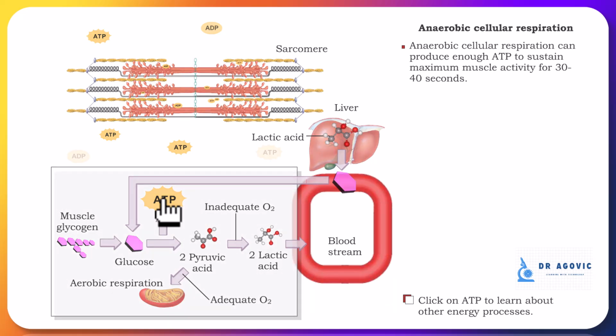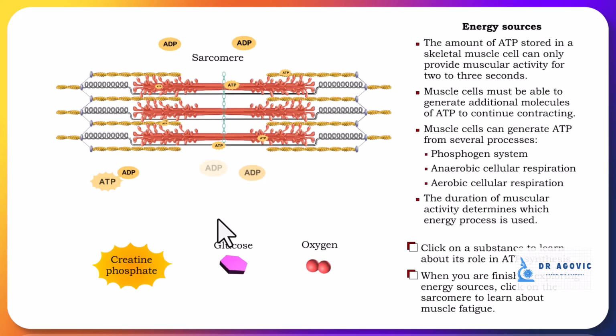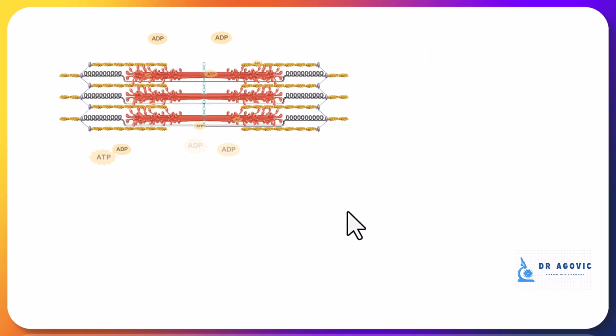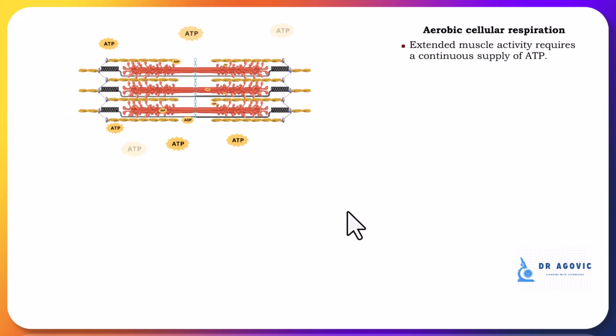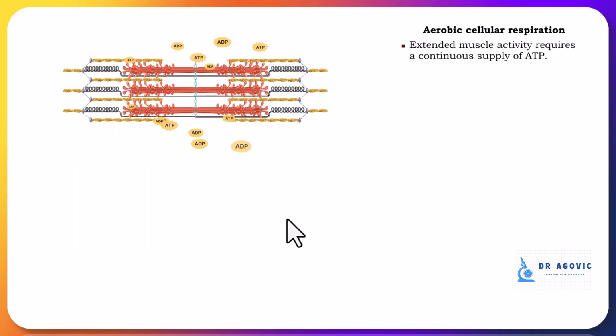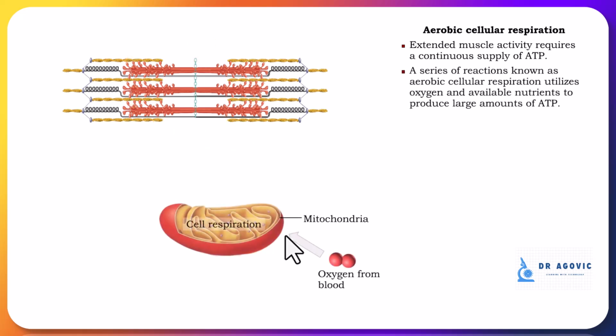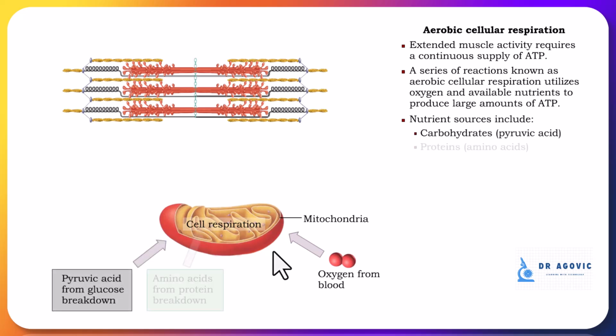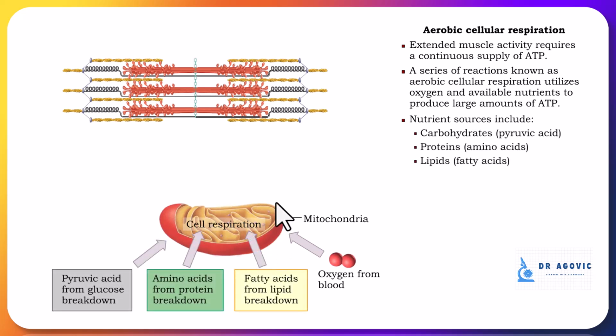What is the role of oxygen in muscle contraction? To sustain muscular activity for hours, muscle cells require a new supply of ATP. A series of reactions that require nutrients and oxygen can provide such a supply through aerobic processes. The reactions utilize the breakdown of pyruvic acid and other carbohydrates, proteins, and fatty acids.